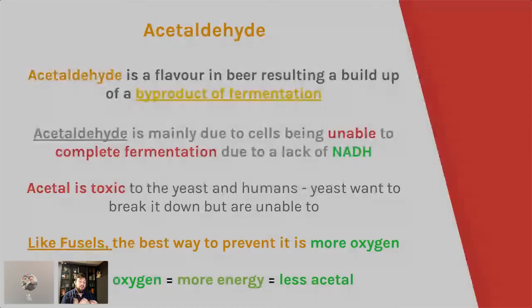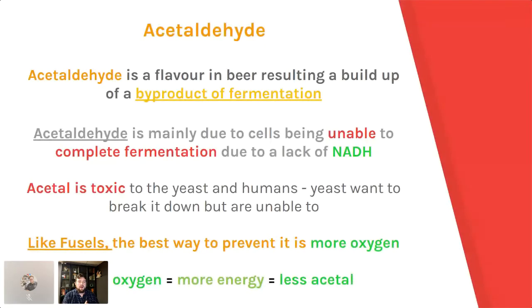Now, the next big common off-flavor that we're going to talk about is acetaldehyde, which is kind of a pet peeve of mine. It's a flavor resulting from the buildup of a byproduct during fermentation. Now, acetaldehyde is mainly due to the cells being unable to complete fermentation. Now, I mentioned at the top of this that NADH is an important molecule, and this is where it's going to rear its head up again. NADH, the molecule that helps catalyze certain reactions, this is where it comes into play.